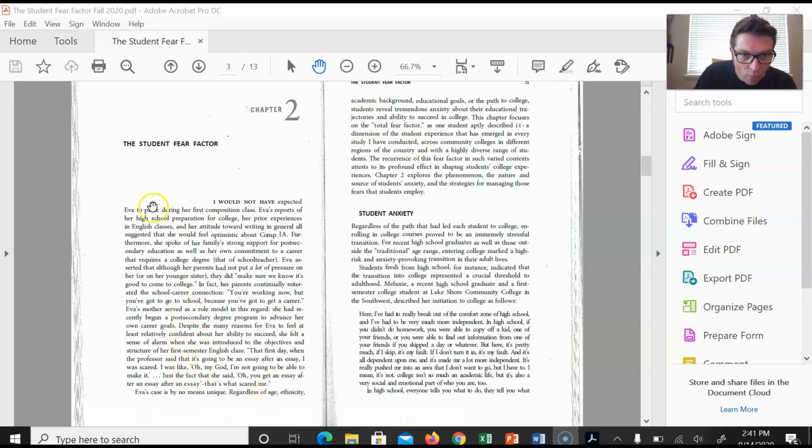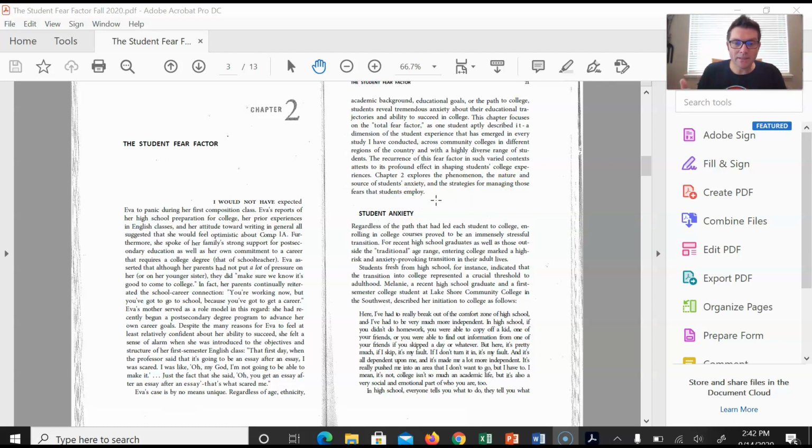after this story, this whole paragraph is a hook, then she slowly begins to introduce the topic, just like I showed you in the PowerPoint. She introduces her topic, and then basically this can be seen as a thesis statement. She basically tells us what the chapter is going to be about. "Chapter 2 explores the phenomenon, the nature, and the source of students' anxiety and the strategies for managing those fears that students employ."